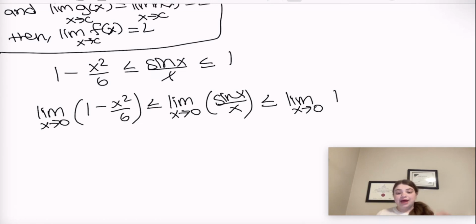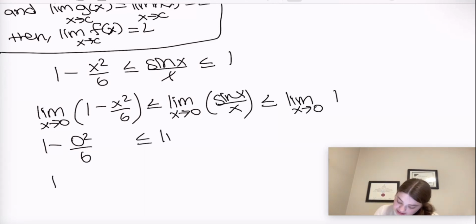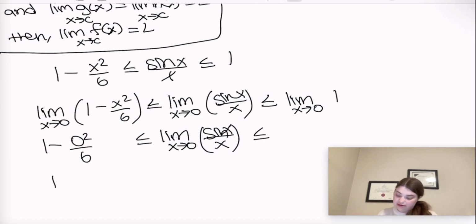Well, then on the left, we get 1 minus 0 squared over 6, which is just going to be 1. And then in the middle, we still have the same thing again. And then on the end here, we get 1 as well, because the limit as x approaches 0 of 1 is just 1. If there's no variable, if there's no x, we can't actually sub 0 in for x. We just get 1 always.